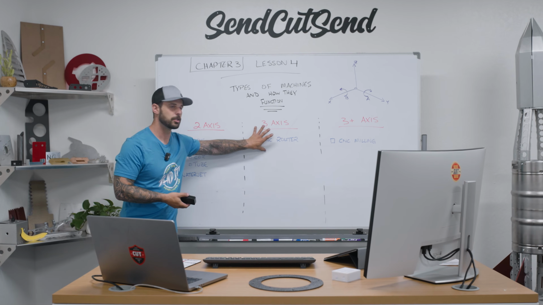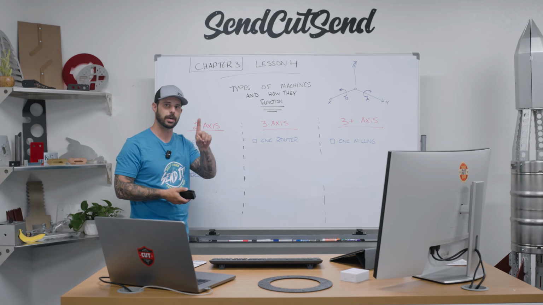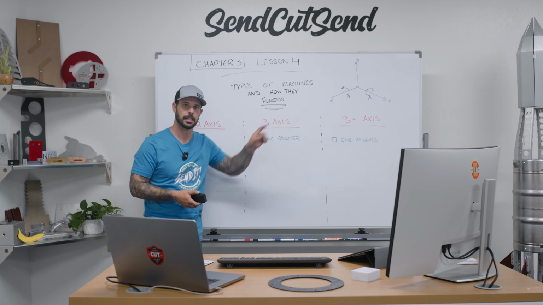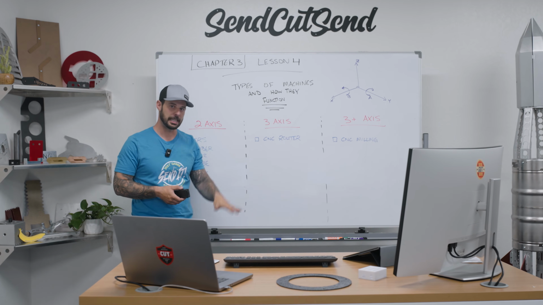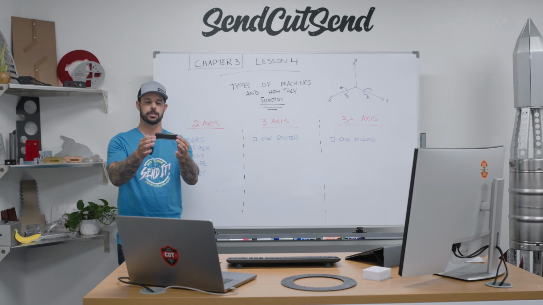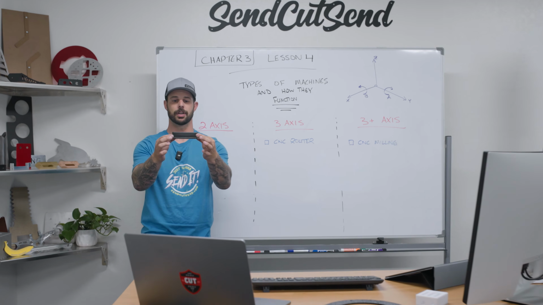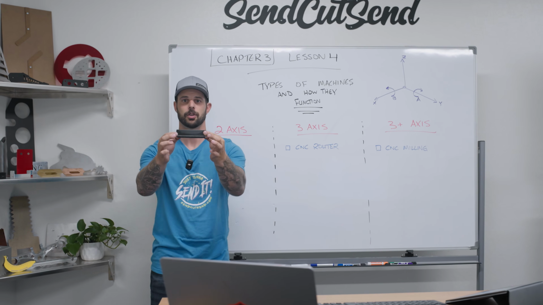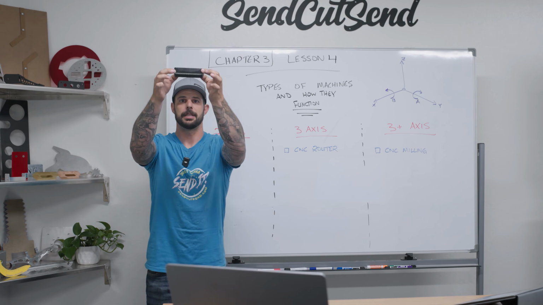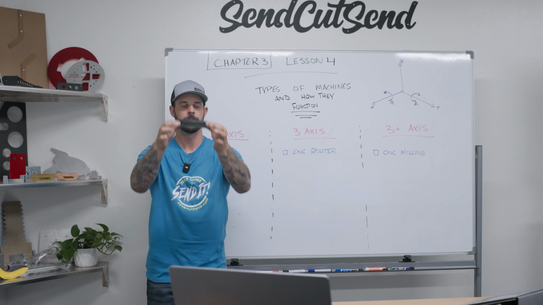Now, 3-axis machines gain one more axis, which is our Z-axis, allowing it to go up and down in the room. So if I use this eraser here, I can translate it along and towards you, but I can also go up and down. This machine allows us to do that.